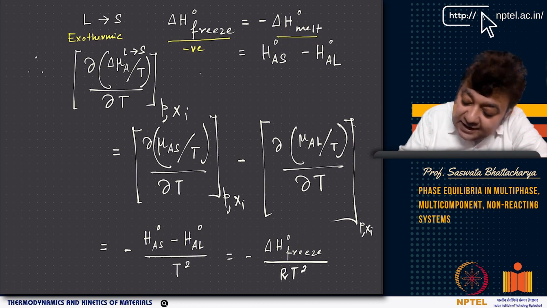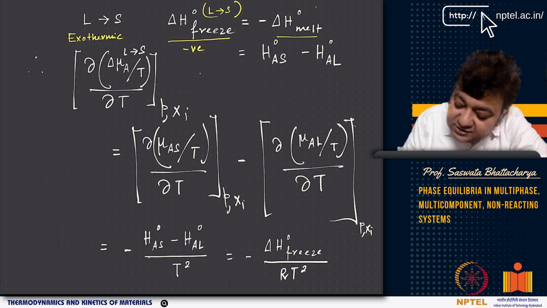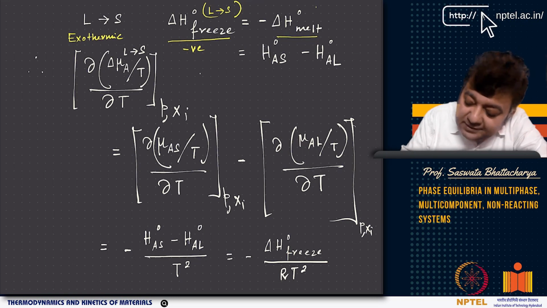So delta H0 freeze is nothing but the transformation from liquid to solid, right? So this will be solid minus liquid. The final state is solid, so this is final. This is in the 0th state. Remember, this is at 0.